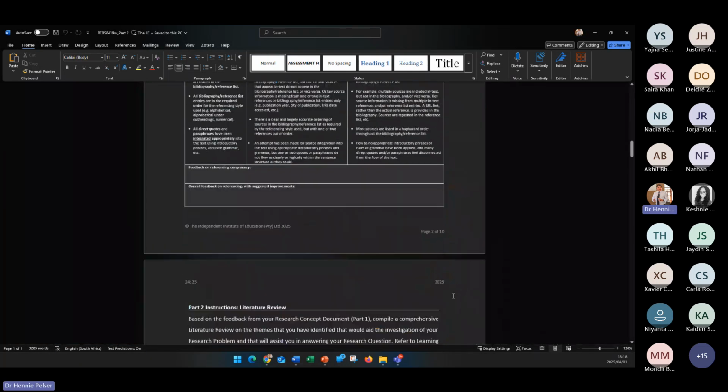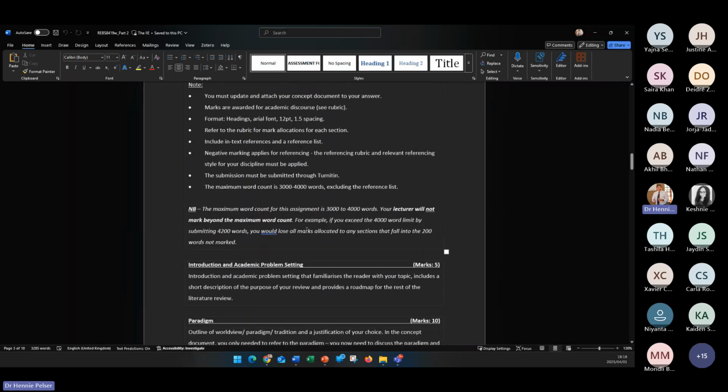Right, and here is the document. Remember, 3,000 to 4,000 words. Just be very careful of not, oh, thanks, George. I didn't even see there.